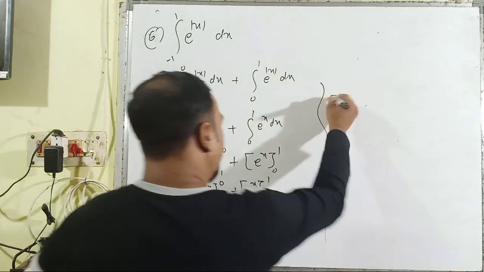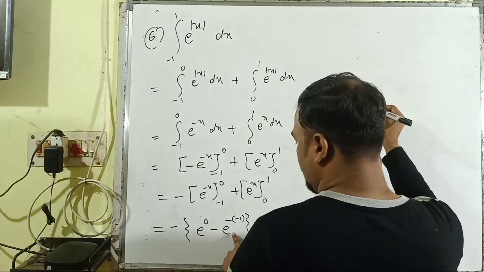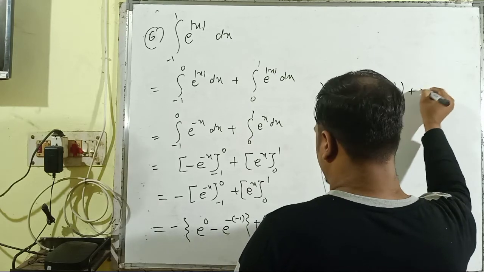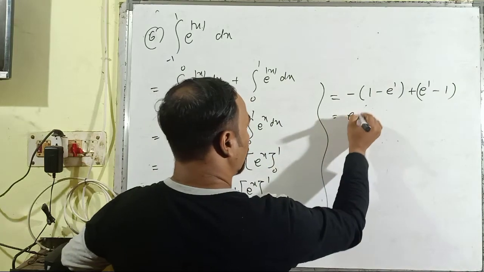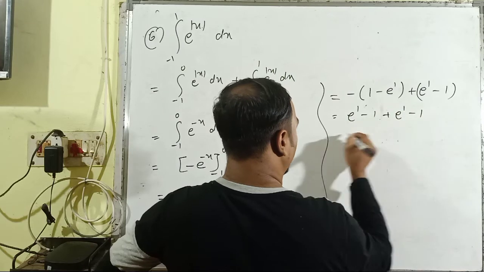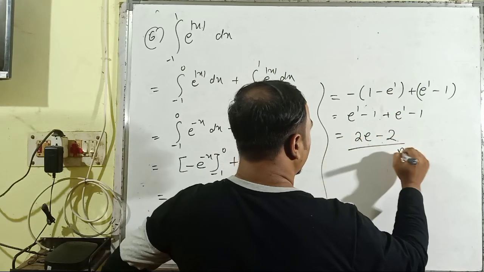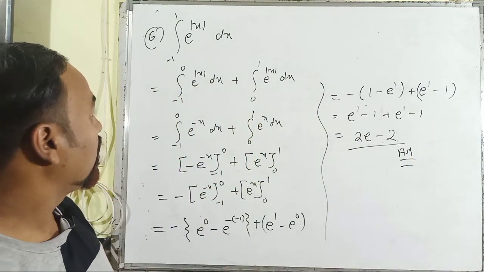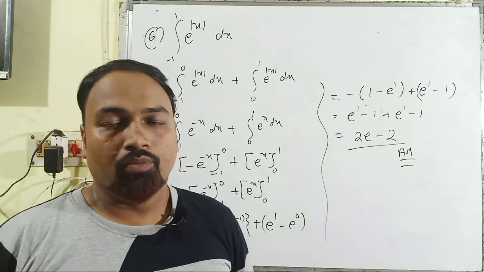Then let us solve it. It will be minus e to the power 0, it is 1. Then it is minus e to the power 1 plus e to the power 1 minus 1. Then simplifying, it is e to the power 1 minus 1 plus e to the power 1 minus 1, that means 2e minus 2. And here is the answer for the 6th problem, and this is all for this current video session on definite integrals of modulus functions.